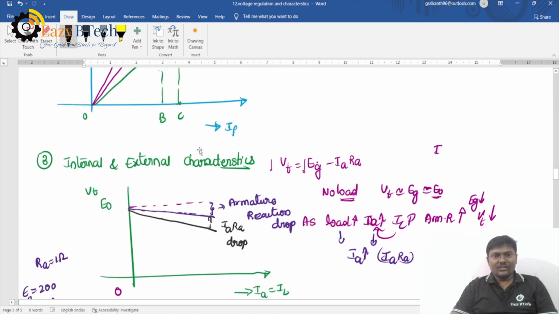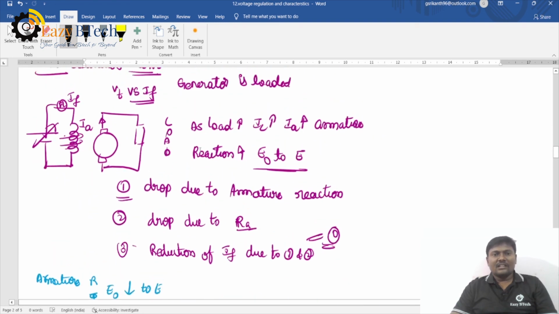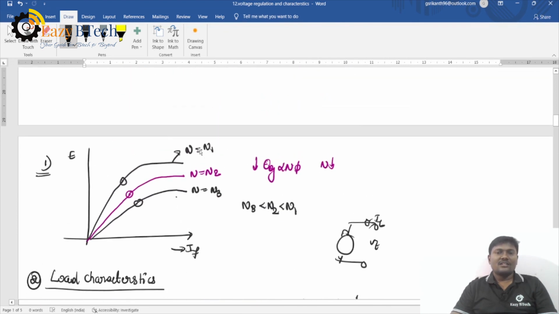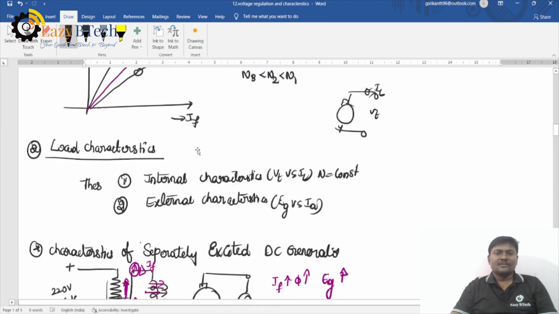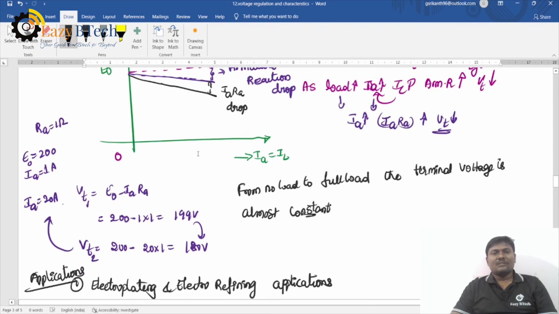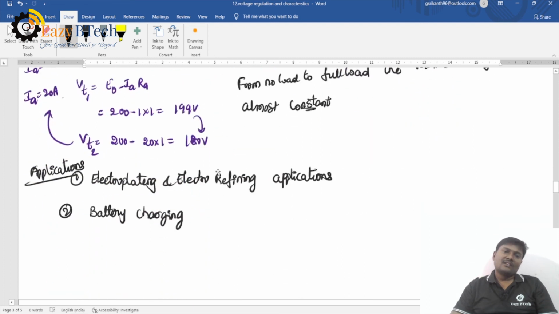So I think you understood. There are two major drops. One is called the armature reaction drop and another one is the armature resistance drop. If you consider these two drops, the terminal voltage will decrease from E0 to some voltage. From no load to full load, the terminal voltage is almost constant. That's why it is used in battery charging, electroplating and electro refining applications.